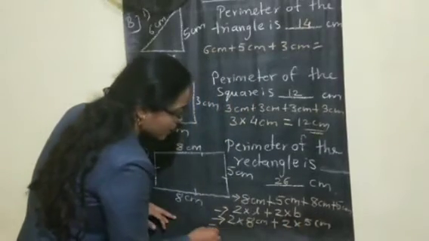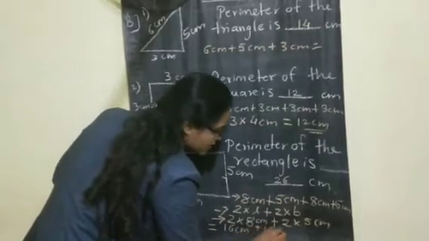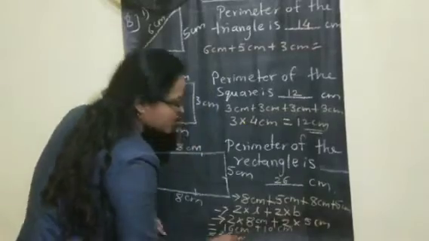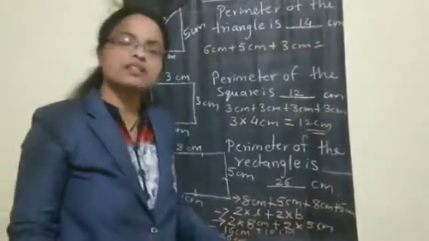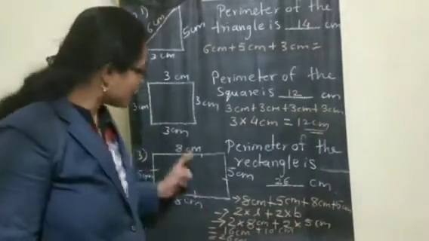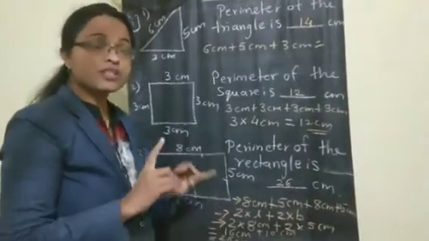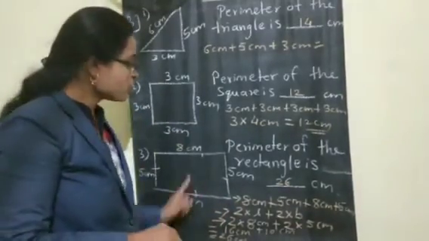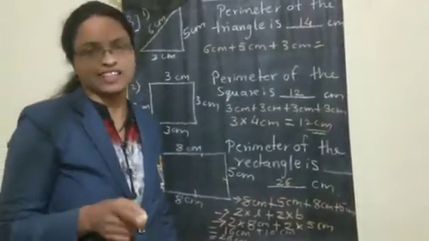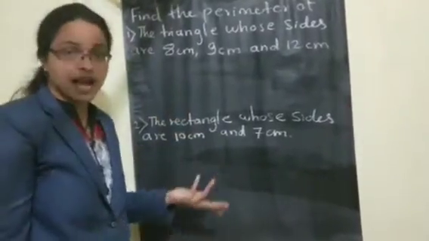In a similar way, 2 8s are 16 centimeter plus 5 2s are 10 centimeter. 16 plus 10 is 26 centimeter. So both ways you are getting the same answer. Here you can use the formula 2 multiplied by length plus 2 multiplied by breadth. Why? Because in the rectangle, always opposite sides, the lengths will be equal and the breadths also will be equal. Understood, children?